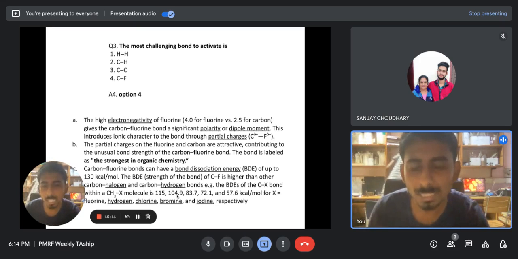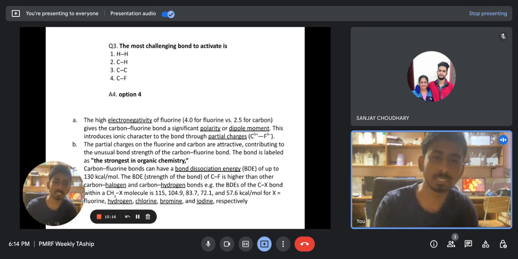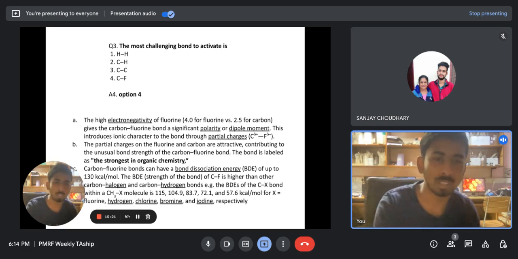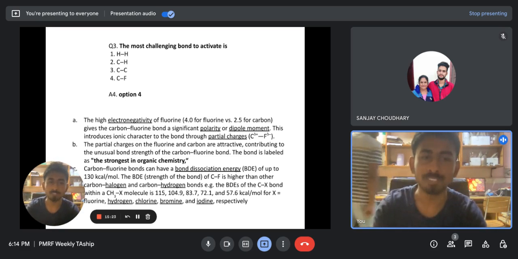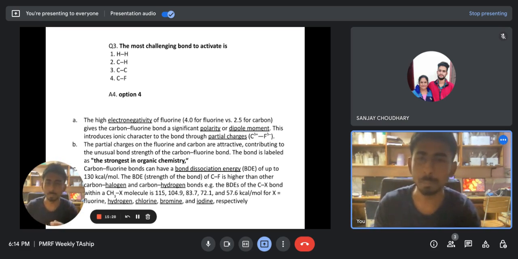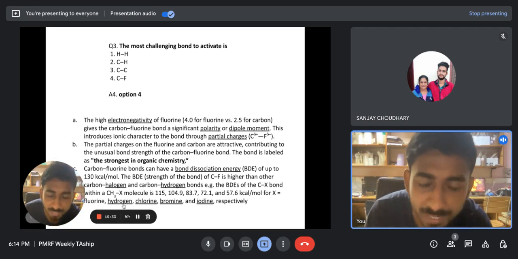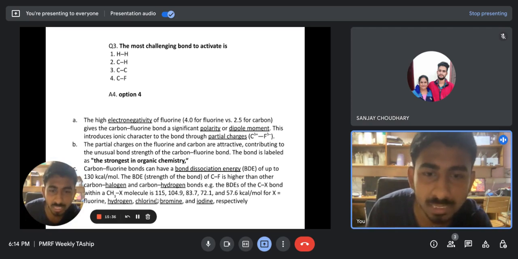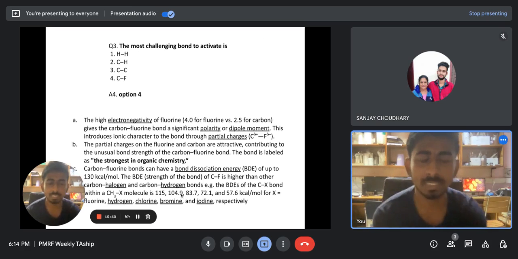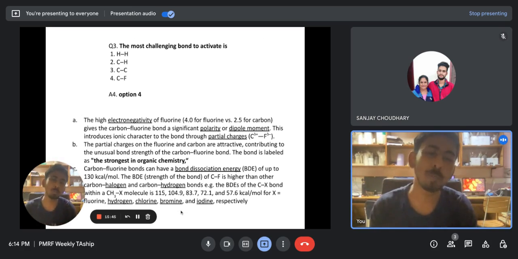Now here in the last paragraph I have stated several kinds of bond dissociation energies. The CF bond is higher than other carbon halogen and carbon hydrogen bonds. These are the bond dissociation energies of the CX bond within the CH3X molecule, where X is any halogen or hydrogen. Here you can see, in case of X equal to fluorine, the CX bond dissociation energy is 115 kilocalorie per mole. In case of Cl, the energy drops by 10 kilocalorie per mole, that is almost 42 kilojoule per mole.